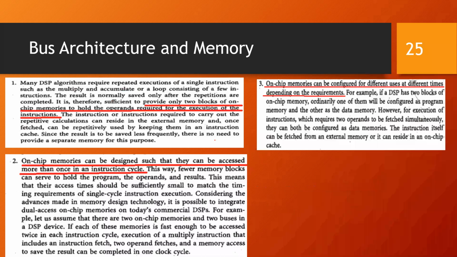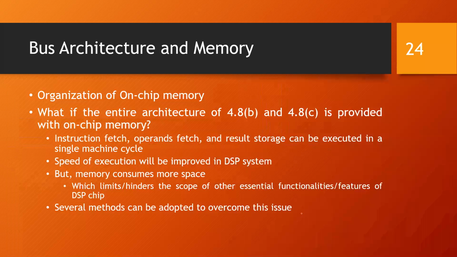So here are just a few things. Just read the highlighted terms. Provide only two blocks of on-chip memories to hold the operands required for the execution of the instruction. Then, on-chip memories can be designed such that they can be accessed more than once in an instruction cycle. Along with this is the third option: on-chip memories can be configured for different uses at different times depending on the requirements. These are the three different approaches.